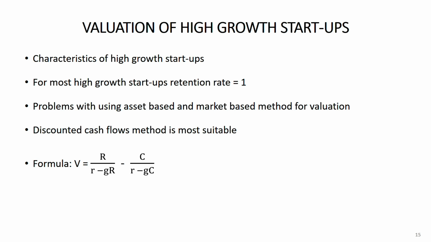So that's why you have to discount it. It's a discounted cash flow. The denominator is a discounting factor. What is the small letter r? That is the cost of capital. That r is cost of capital minus gr or gc. So gr is the growth in the revenue, and gc is the growth rate in the cost. So cost of capital minus the growth rate in revenue or growth rate in cost.